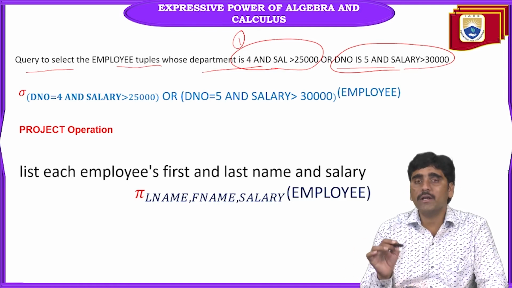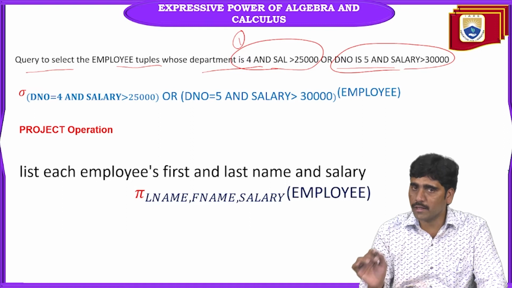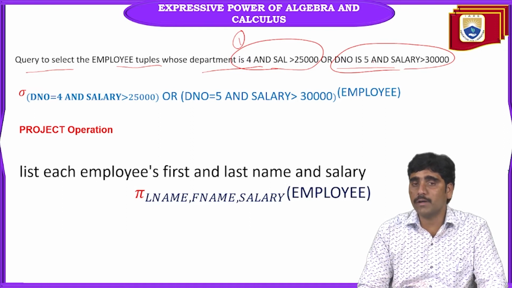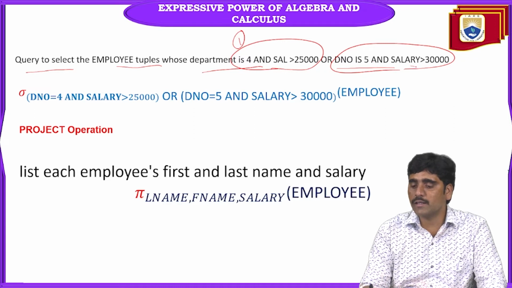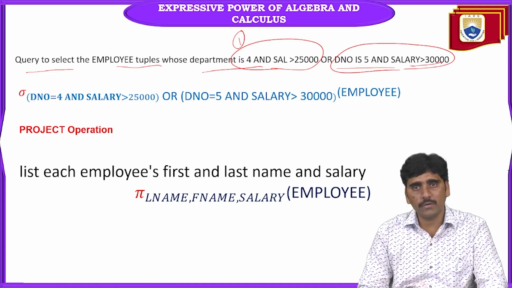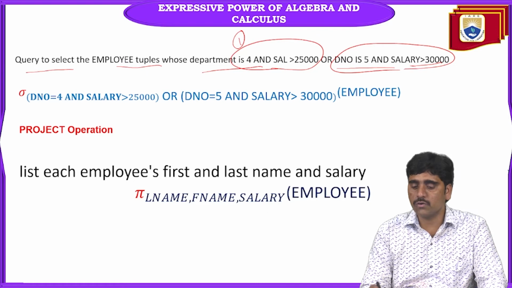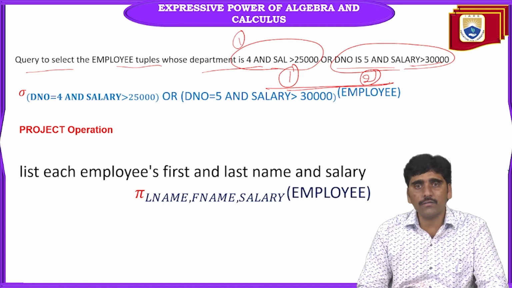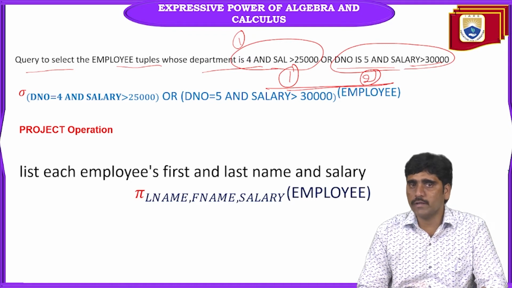One is department number equals 4 and salary greater than 25,000. And our second one is department number is 5 and salary greater than 30,000. On these two conditions, I need to retrieve all the tuples from the employee table. So how can I write this query?